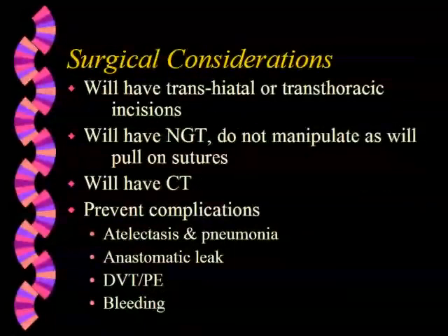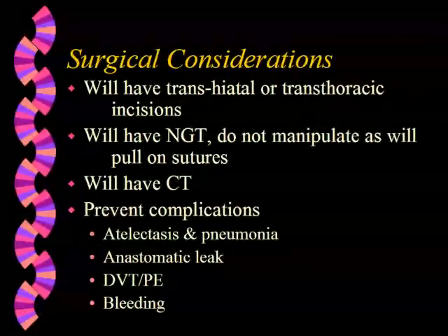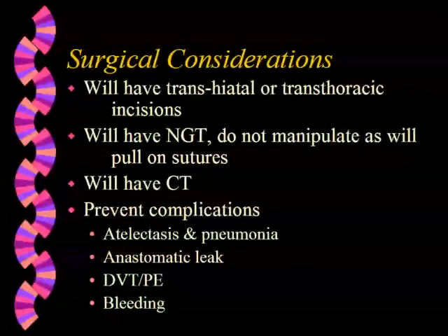When you're talking about surgery, you need to think, are they going to have a transhiatal or a transthoracic incision? If it's a transhiatal, the incision will be in the neck. Transthoracic will be in the chest. Will they have an NG tube? If so, don't manipulate it because they will suture it in place, and you don't want to pull on those sutures. They will have a chest tube in place.